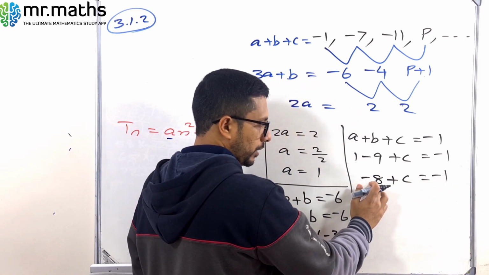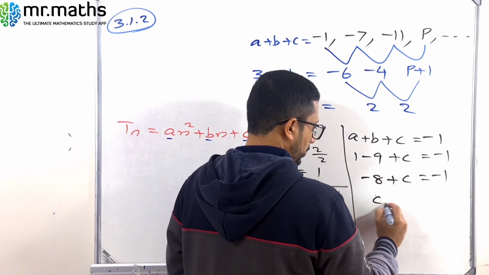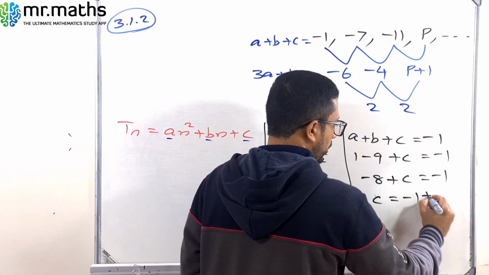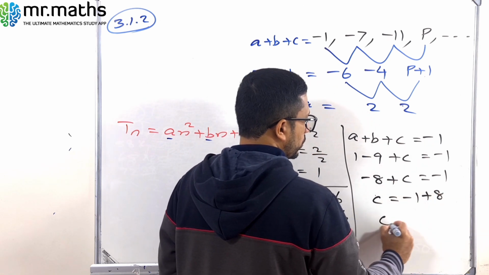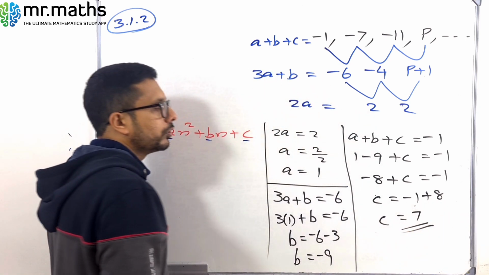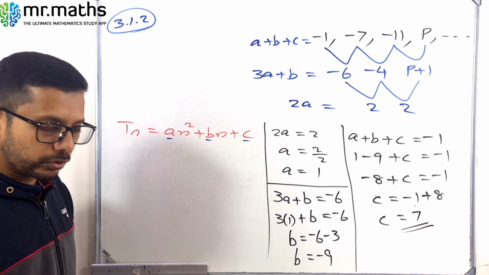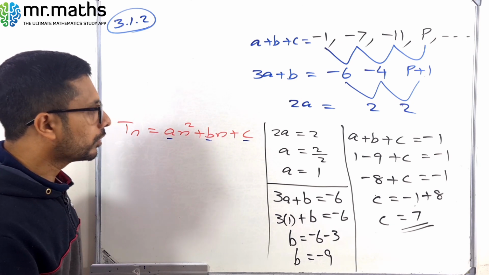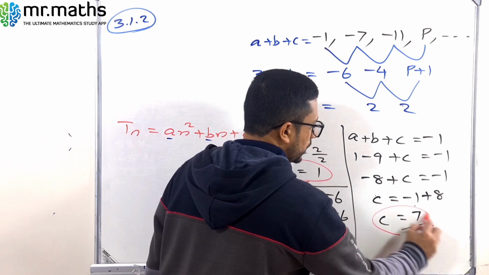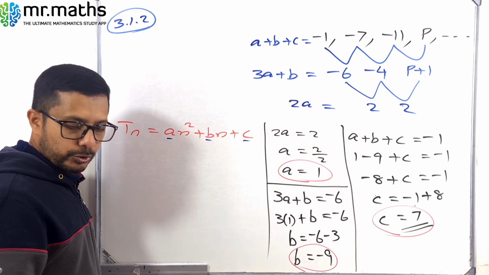Now take this minus 8 to the other side. So c is equal to minus 1, and minus 8 on the other side is plus 8. So c is equal to minus 1 plus 8, which is 7. So the value of c is 7. Now we got all the values: a as 1, b as minus 9 and c as 7. So now we can substitute in our equation.